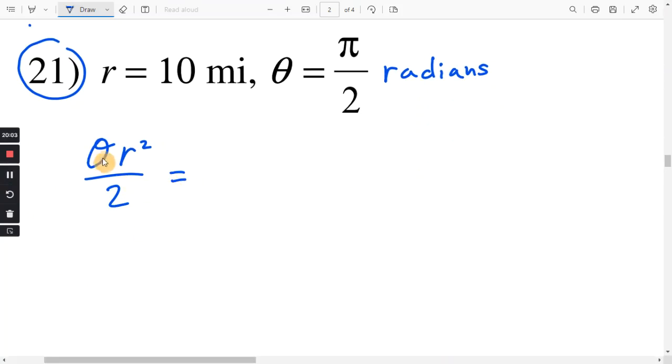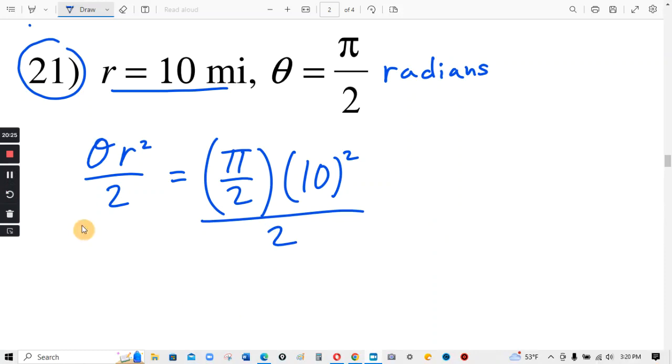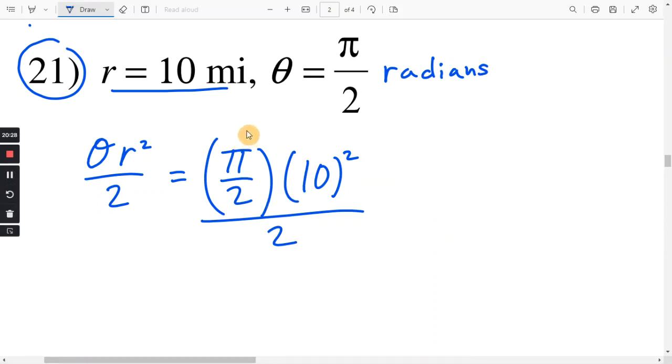All right, let's see. In place of theta, I am going to plug in pi over 2. And that fraction is times r squared. We can see r is 10, so r squared is going to be 10 squared. And that whole thing is divided by 2. Now, cleaning this up, the pi and the 10 squared are both numerators. Okay, so I'm going to write pi times 10 squared. And these are divided by 2. And this whole fraction is divided by 2 as well.